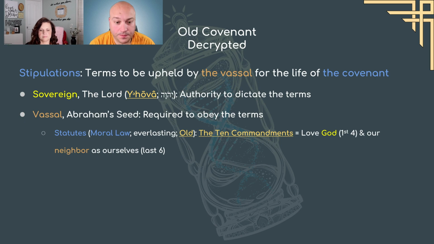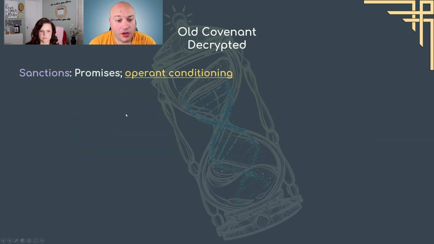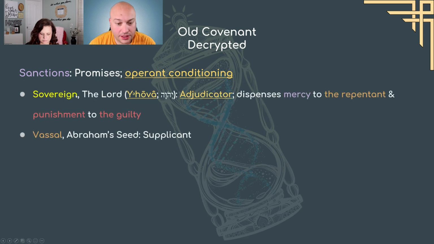Does that make sense? Yeah. So we look here, moral law are the stipulations. Later on, we're going to see what were those other laws for. Okay? So now we're going to go into the sanctions, the operant conditioning. Okay? The carrot and the stick.